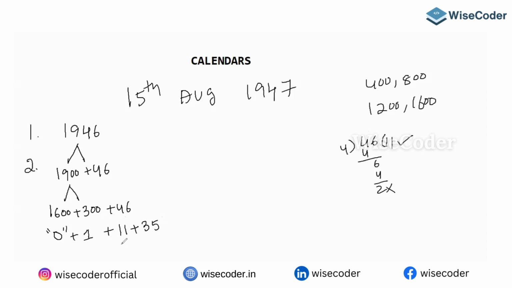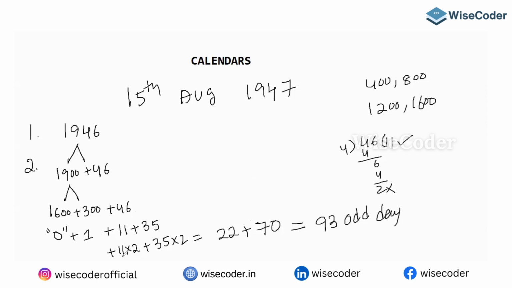So a leap year will consist of how many odd days? 11 twos are 22, plus 35 into 2, which is 70. So total 70, 90, 92, 93 odd days. See how simply we can calculate it.